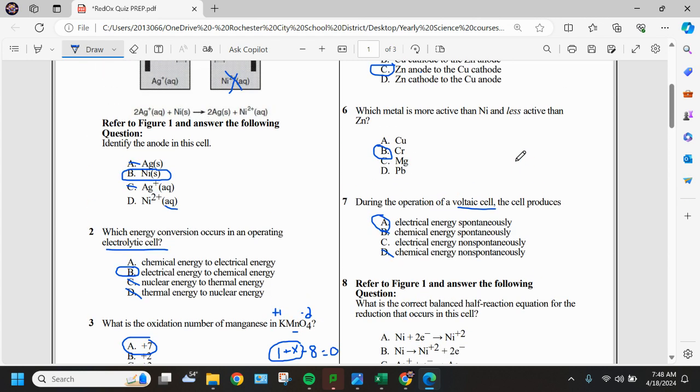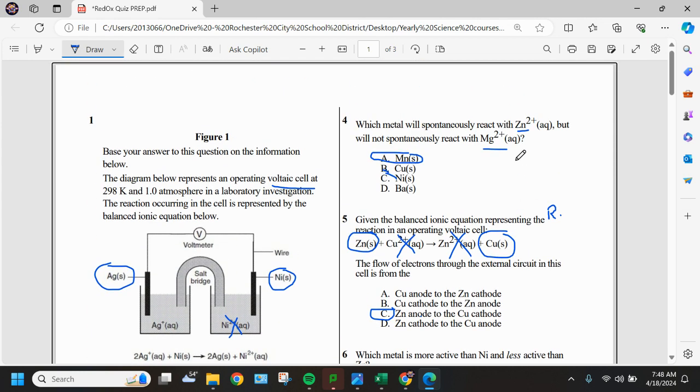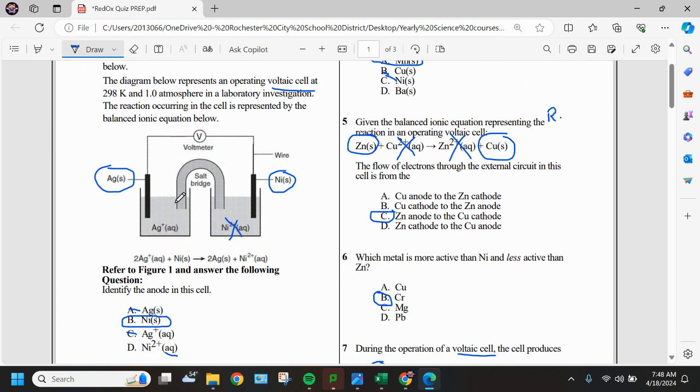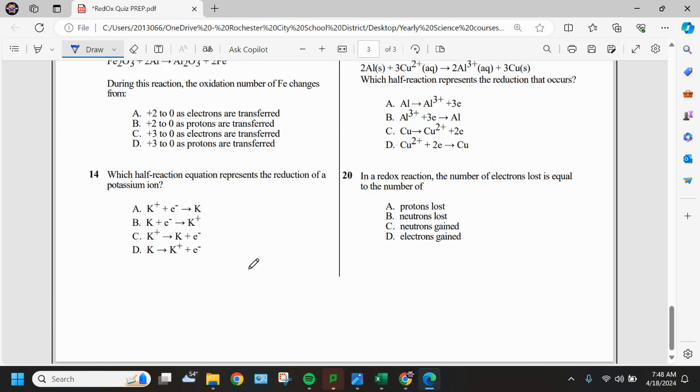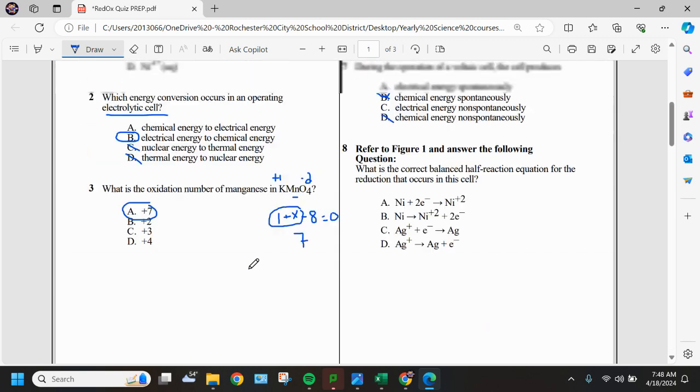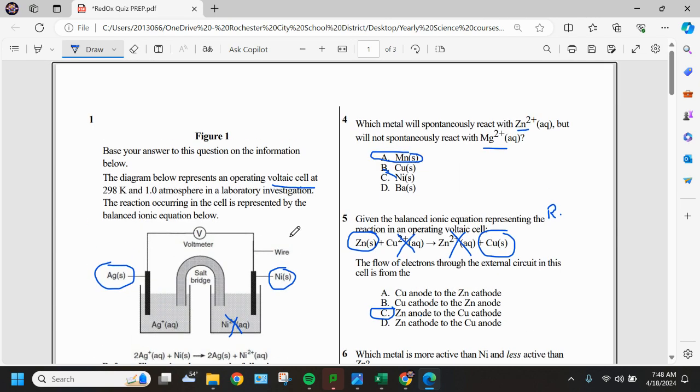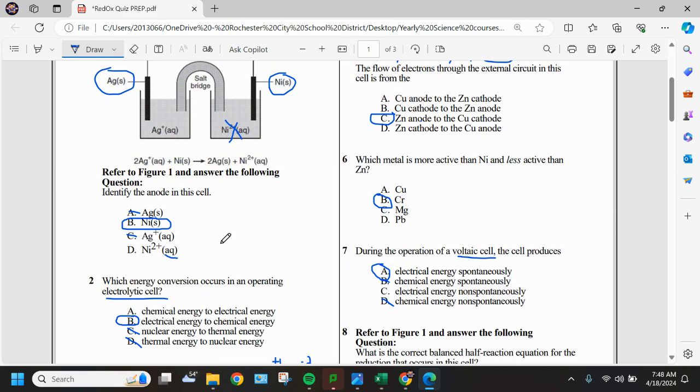Figure 1. Uh-oh. Where's figure 1? Oh, that's this guy here. So these questions are out of order, unfortunately. Let me just scroll down, see if there's another figure 1. Nope. So these two questions should have been together. This question and then this question. But that's okay.